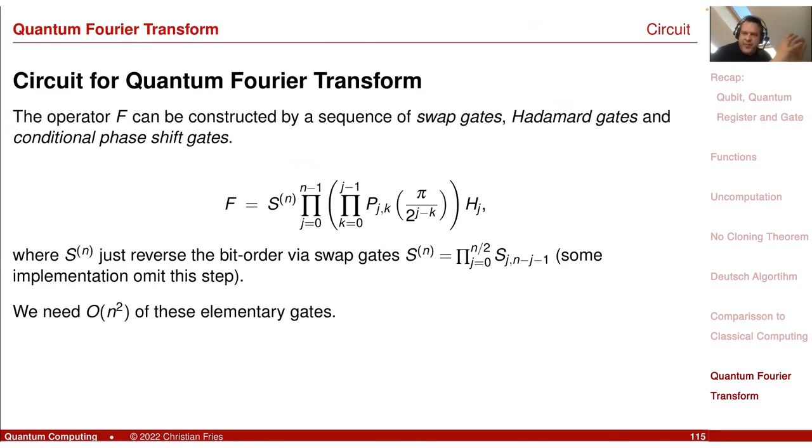So we have a quantum gate that represents the Fourier transform. And here's now the implementation in terms of gates. So the operator F can be constructed from simple gates. We need n half swap gates, we need some Hadamard gates, and we need this conditional phase shift gate. The conditional phase shift gate: if the other bit is a one, then multiply with a certain rotation, a certain phase. And the rotation which we use is getting smaller and smaller, which is the Fourier basis.